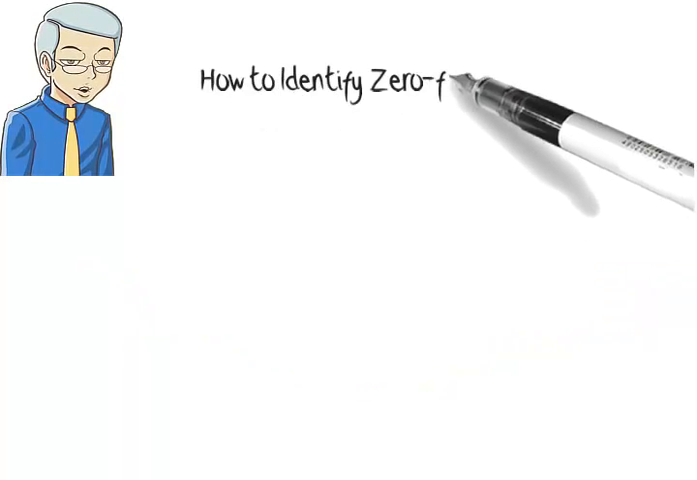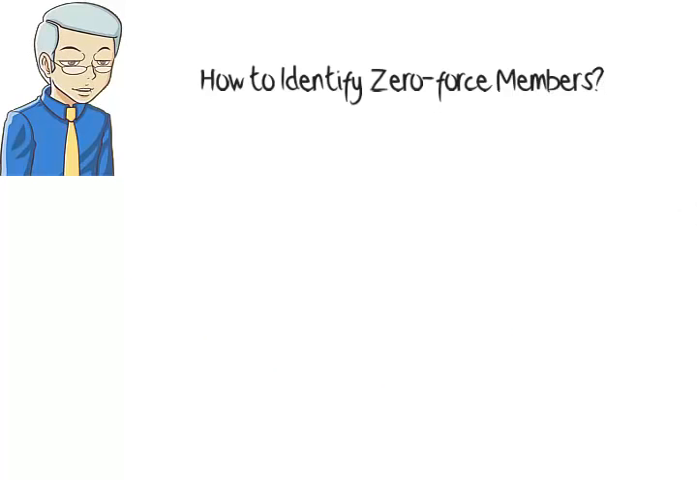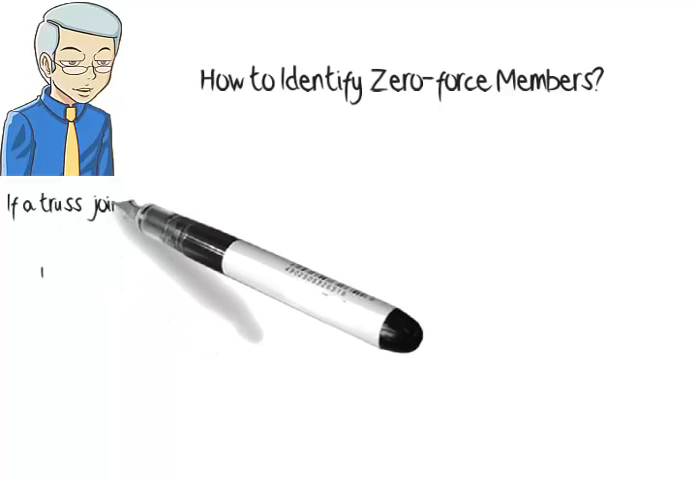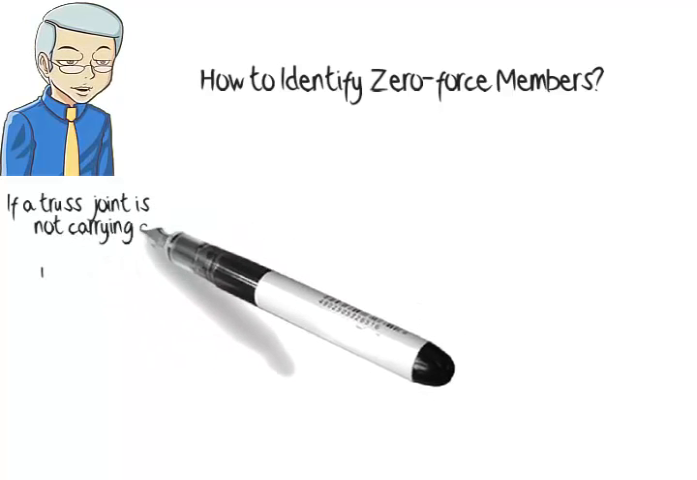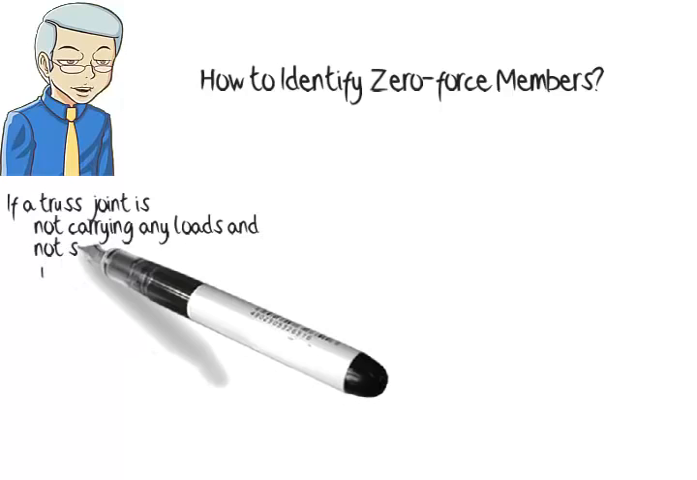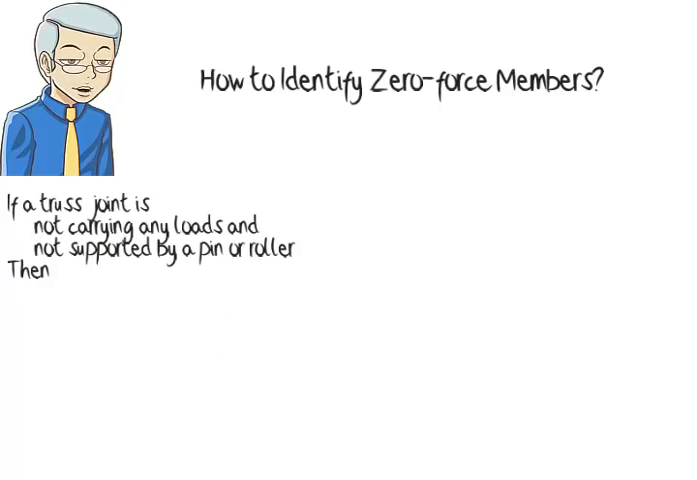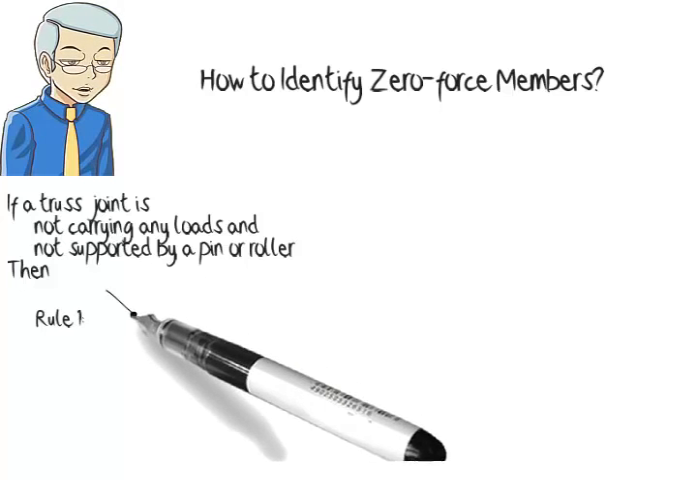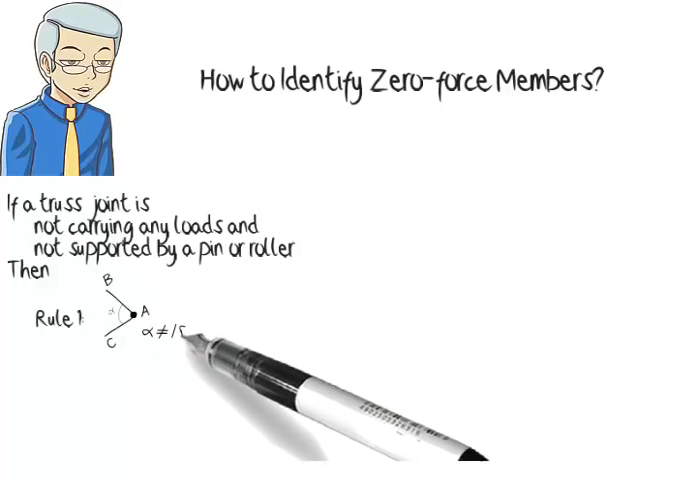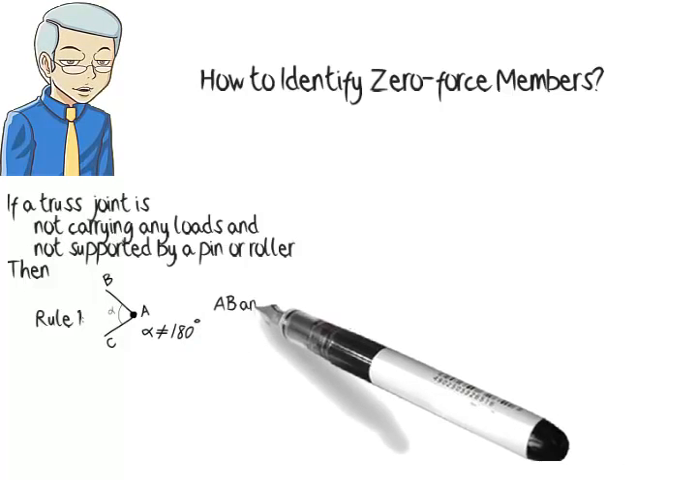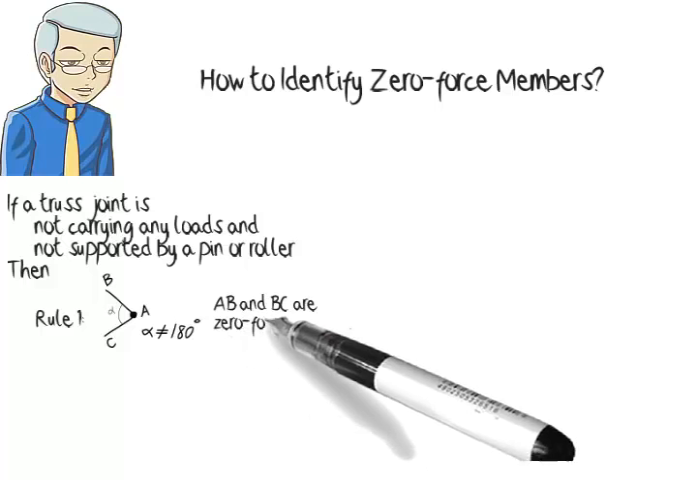How do we identify zero-force members in a truss? There are 3 basic rules for identifying zero-force members without resorting to any calculations. If a truss joint is not subjected to any applied loads and is not supported by a pin or roller, then the following rules can be applied repeatedly to identify all the zero-force members. Rule 1. If the joint connects 2 members only, where the angle between the members is different than 180 degrees, both members are zero-force members.